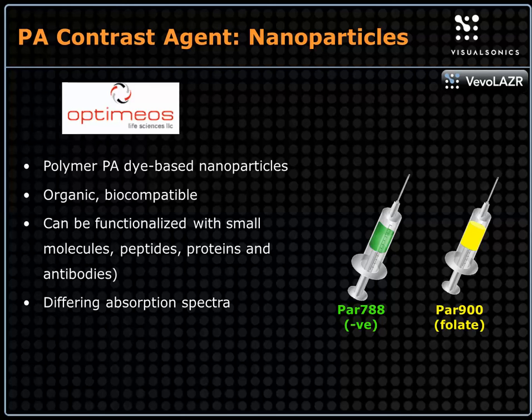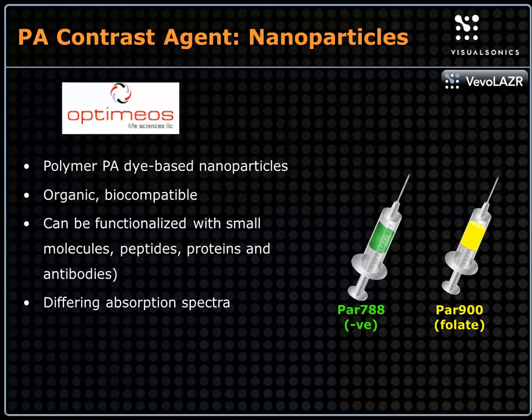The nice thing about them as well is that they can be customized so that we can have differing absorption spectra. So essentially, this is what it's going to look like, the nanoparticles that we're using from Optimios. One is called PAR 788, one is called PAR 900. The PAR 788 has a peak absorption wavelength at the shorter end of the wavelength range. The PAR 900 has a peak absorption at the longer end of the wavelength range. Essentially what that means is they're different colors. They look different, so we should be able to distinguish them apart from each other even when they're administered to the same animal.